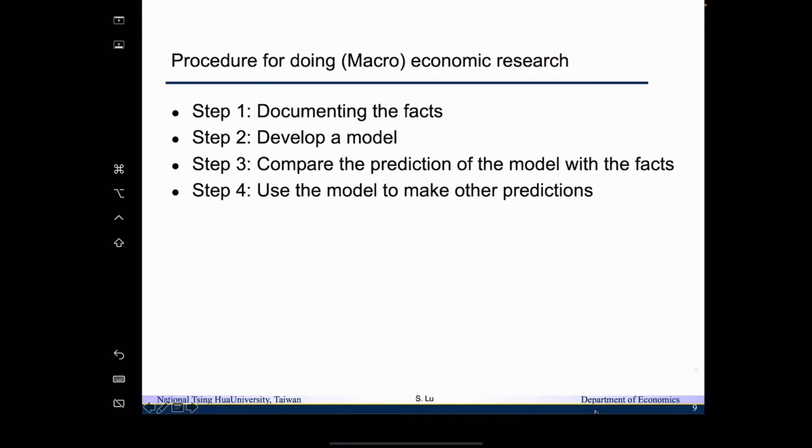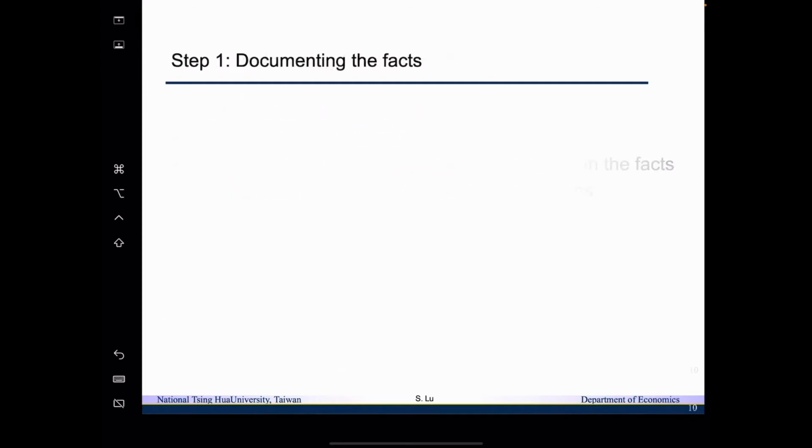So what I want to do now is to go through each step in detail. Here we say documenting the facts is the first step for macroeconomic research, and I want you to think about why that is the case. Well, that is because macroeconomics is part of economics, and economics also belongs to social science. Therefore, when we want to come up with a research question, we need to observe what happened in our society or around us, such that we will be able to know what we are studying.